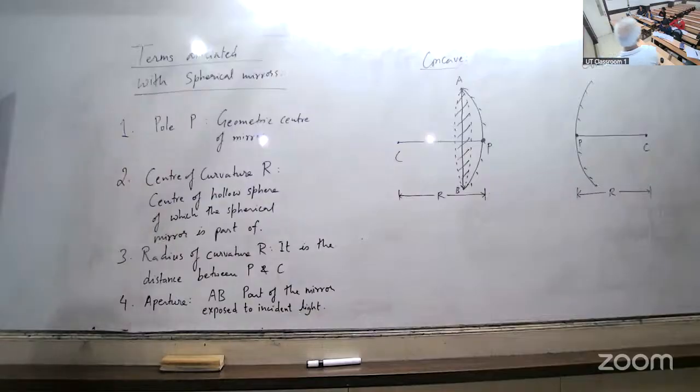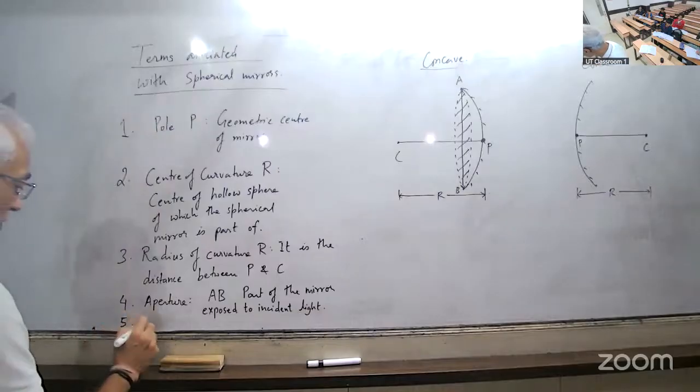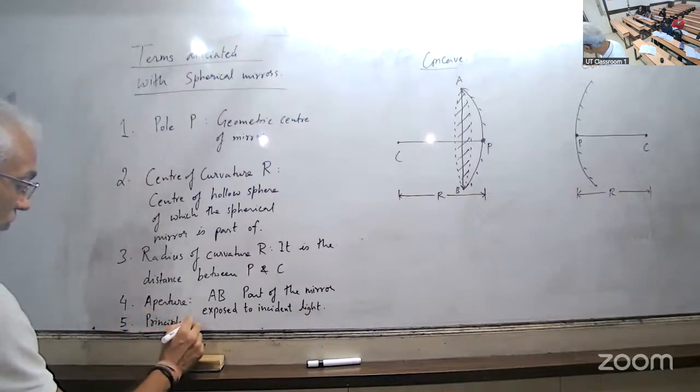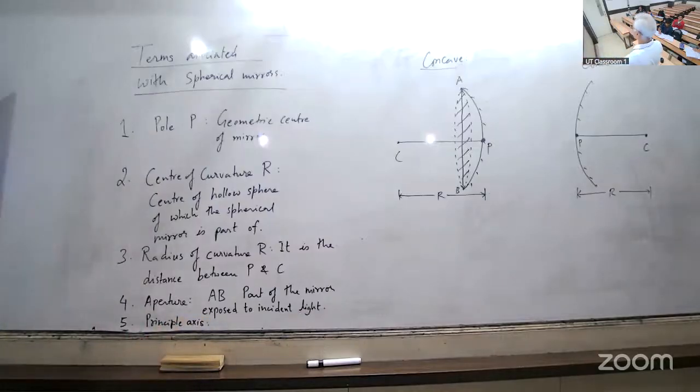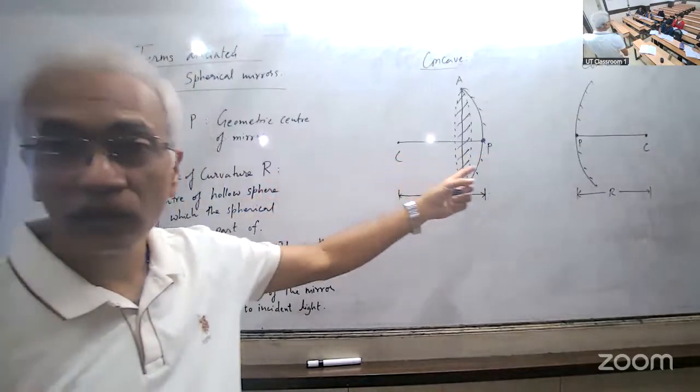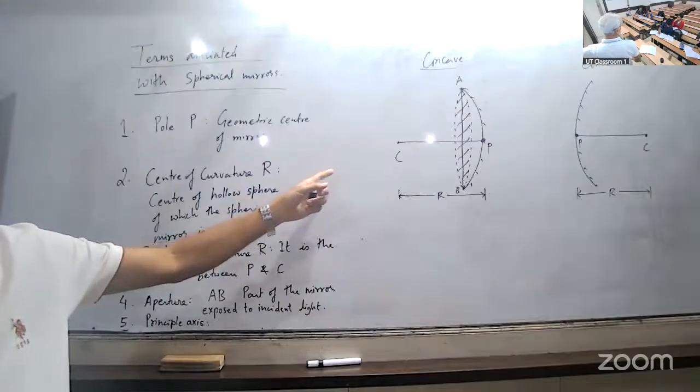Is that clear? So aperture is this circular area जिसमें से light अंदर घुसता है. Then the principal axis last. What is the principal axis? The line passing through the center of curvature and pole. That is called principal axis.